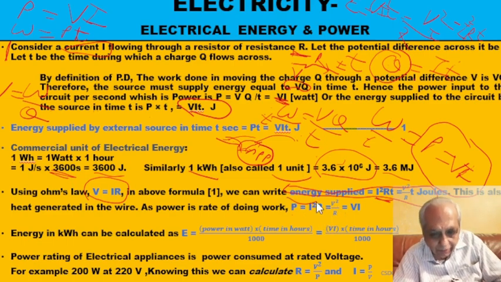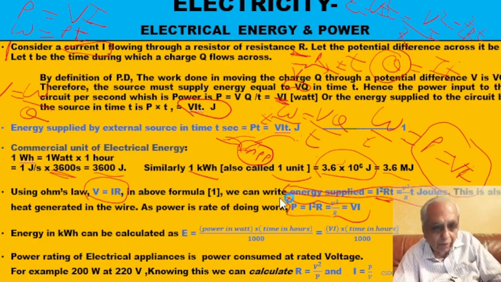I would suggest you learn only this, and then energy you can get by multiplying by T. So what did we learn? Power is equal to VI as I have written here, and by using Ohm's law you will get V square upon R or I square R, and energy by multiplying by T. Okay?